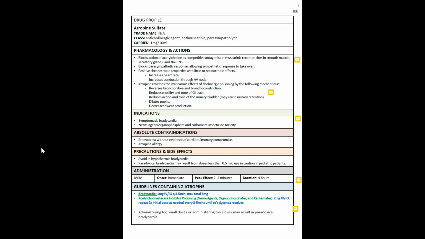So we really need to stick and adhere strictly to our protocols when giving atropine to a patient. So the way we can give it is IV, IM, or IO, and the dose in the guidelines that attach to atropine administration are for bradycardia patients, and that is 1 milligram IV/IO every 3 to 5 minutes. The max total is 3 milligrams. And then for our organophosphate or nerve agent poisonings, that dose is 2 milligrams IV/IO, and you can repeat it 2 times as needed every 3 to 5 minutes, okay, until the breathing or the shortness of breath resolves.